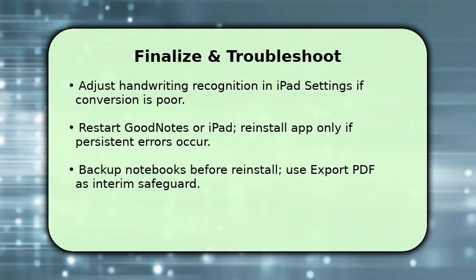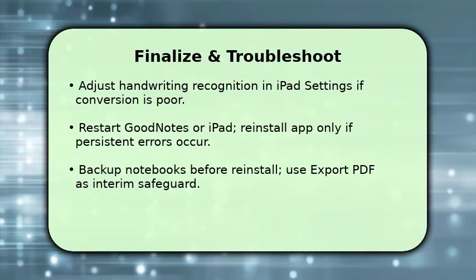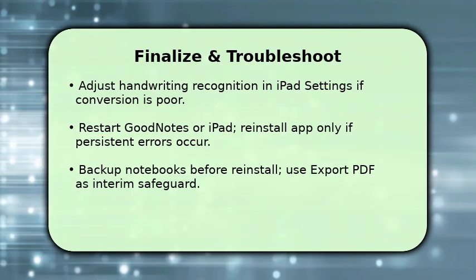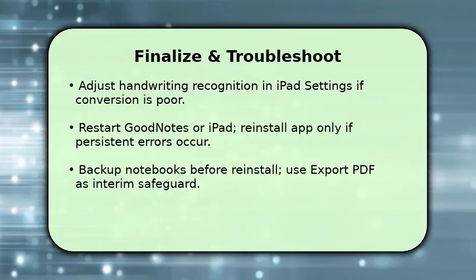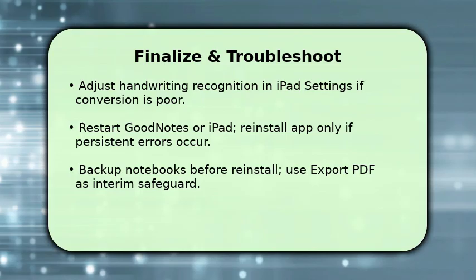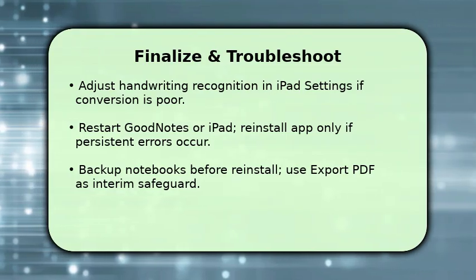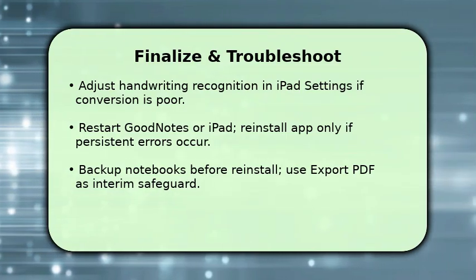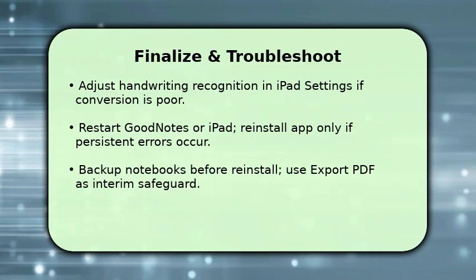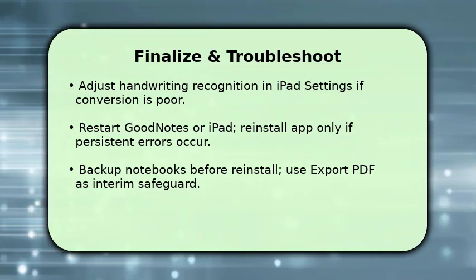To finish, review converted text and adjust spacing or formatting as needed. Use undo for quick fixes. If recognition seems off, go back to iPad settings and toggle Scribble or calibrate handwriting familiarity by writing more in system apps. Once done, save or export your notebook.